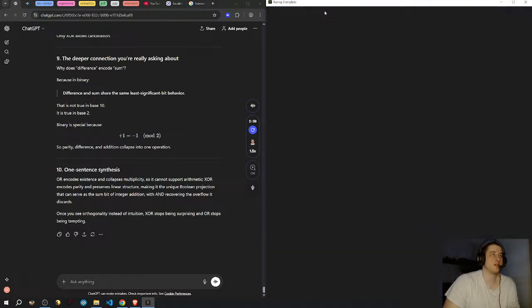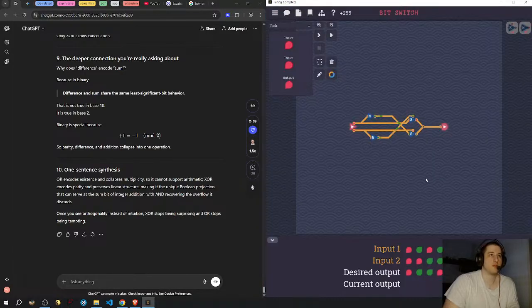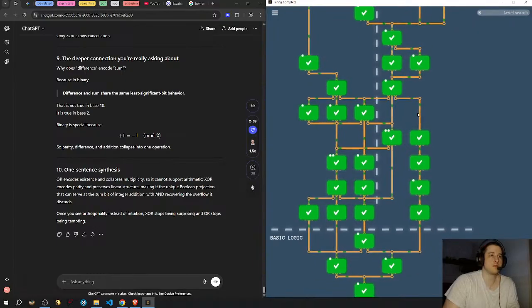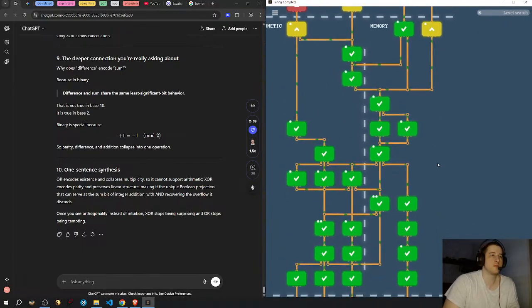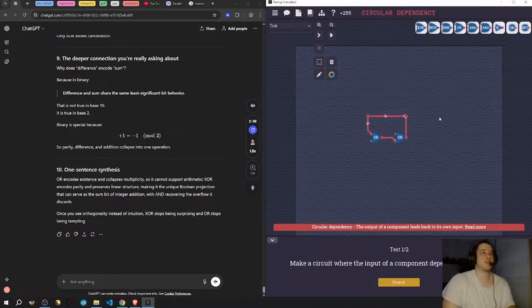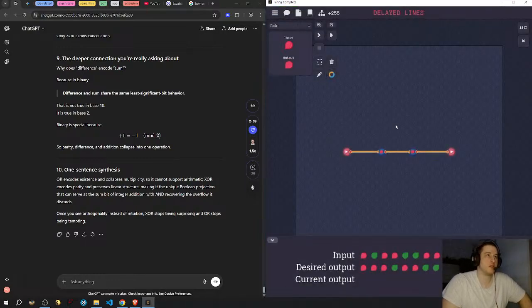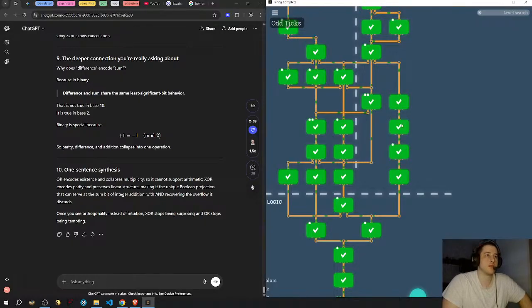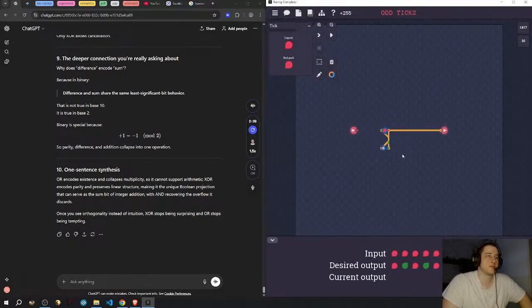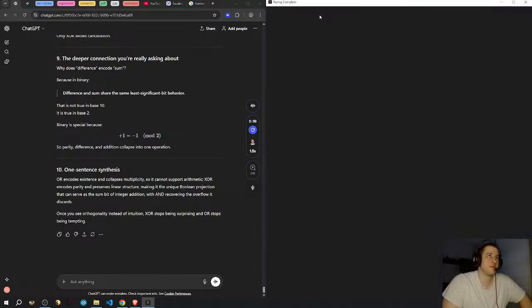A lot of these are probably more foundational things you need to know before moving on. And this one is just circular dependency. These are related to the time. This delays 1 tick, this thing here. Very odd ticks. Interesting as well.